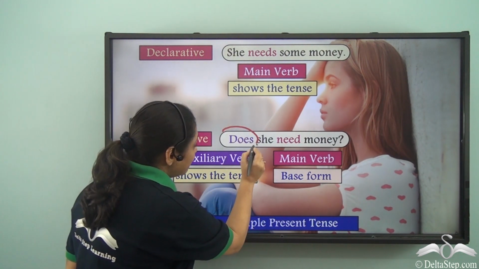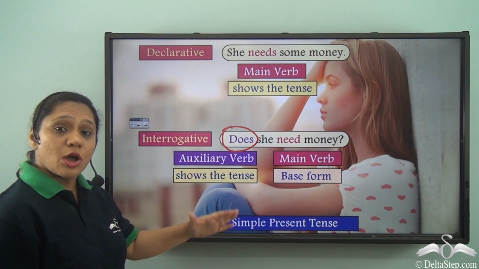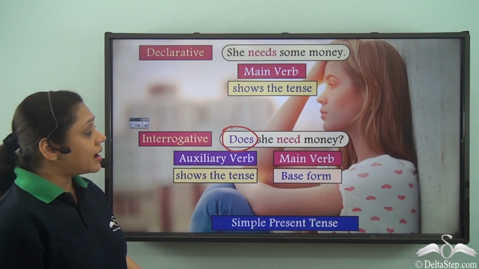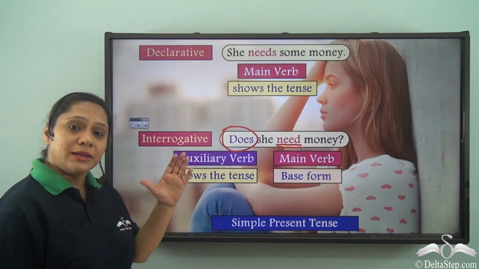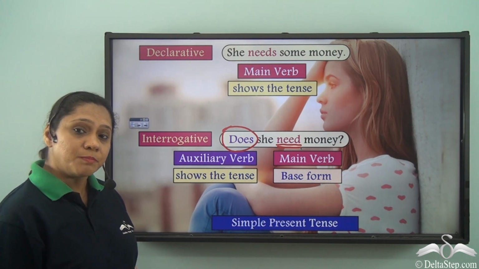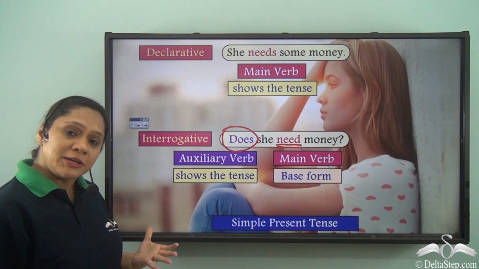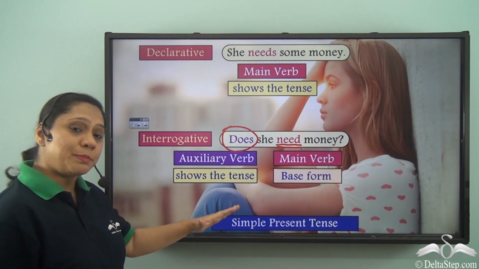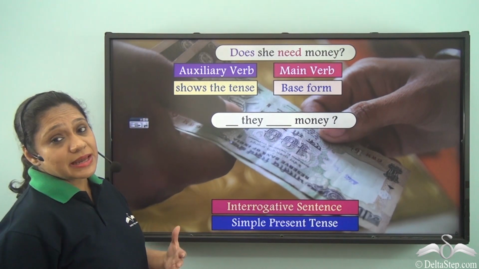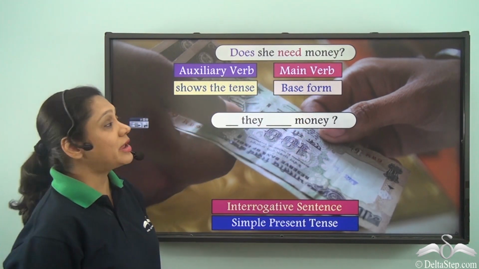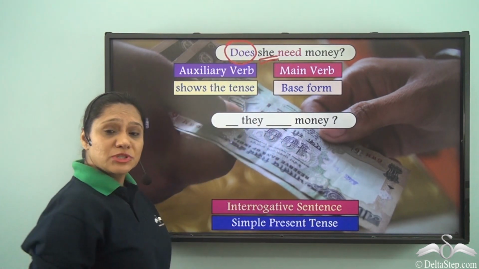Now what have we done here? In this case, we have introduced an auxiliary verb does, which is showing us the tense, and then we have used the base verb need, which is the main verb here. So this sentence, does she need money, is an interrogative sentence in the simple present tense. We have used does to go with our singular subject she.